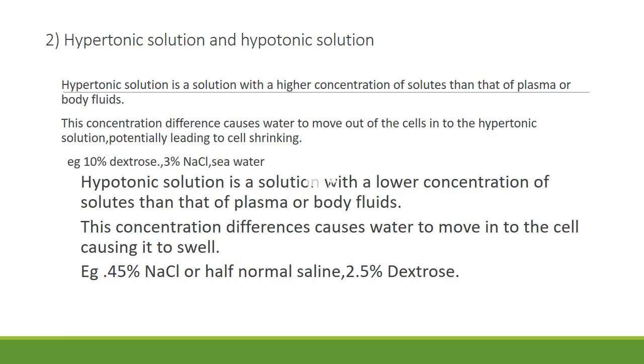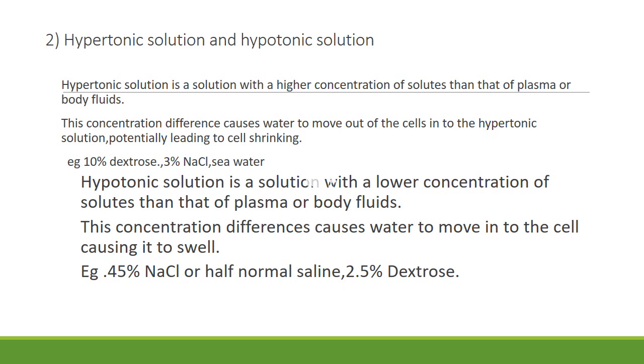If the body is exposed to hypotonic solution, the water will enter into the body cell, causing it to swell. Examples are 0.45 percentage normal saline or half normal saline. You know that normal saline concentration is 0.9 percentage, so half normal saline means 0.45 percentage of NaCl, which is a hypotonic solution. Then the second one is 2.5 percentage dextrose. These are examples for hypotonic solution.